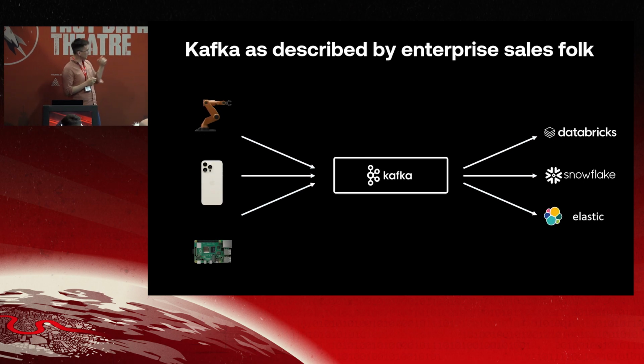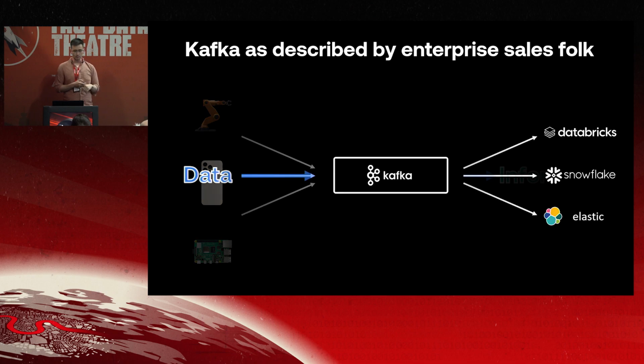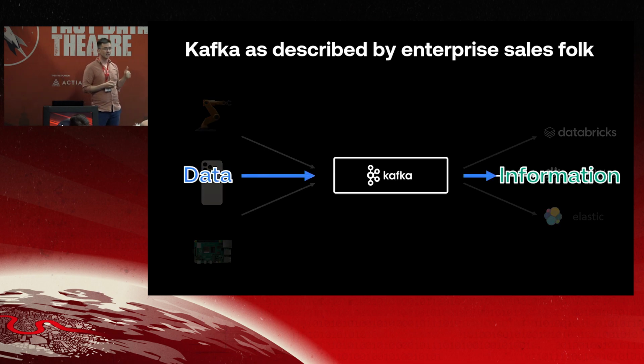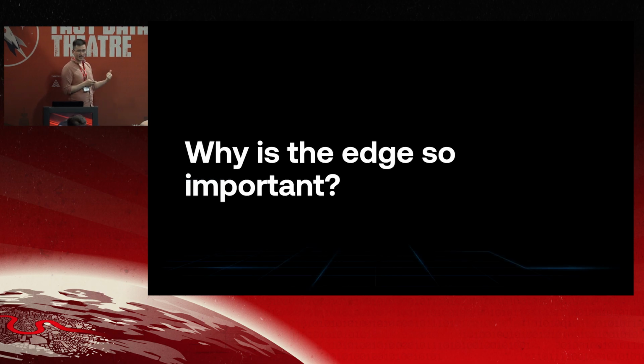So here's where the edge really fits in. We have these robotic arms, mobile devices, and programmable logic controllers, and they bring data into Apache Kafka and then out to your other systems to get information out of it. Generally, I translate this in business terms to: you have data at the edge, it goes in, and then you get information out. So why is the edge so important?